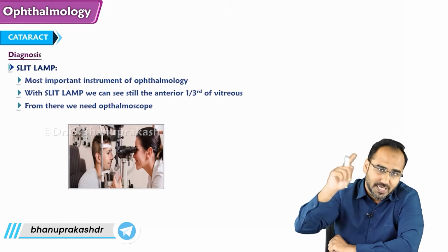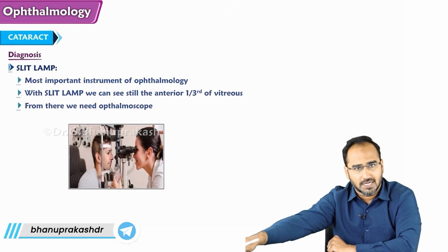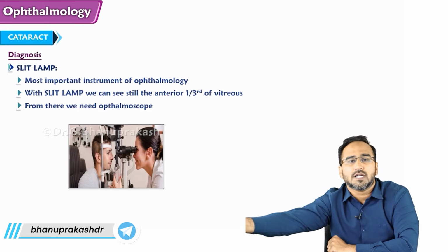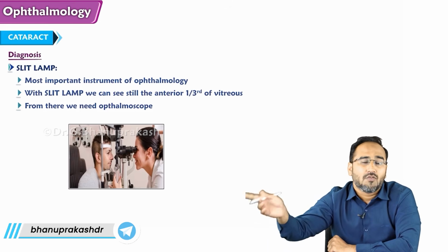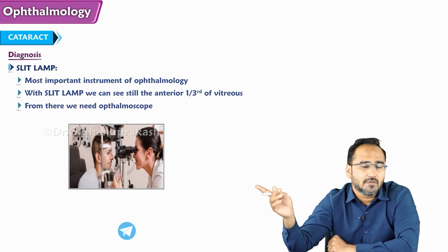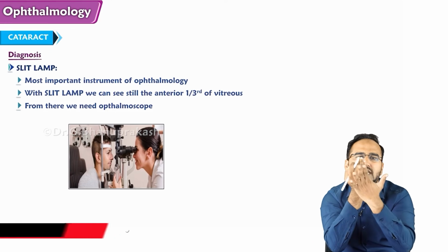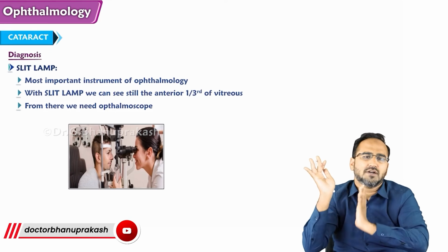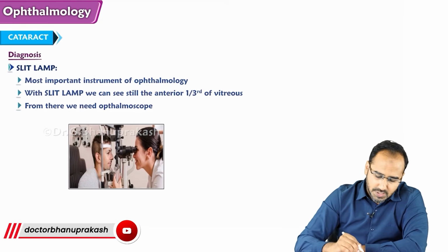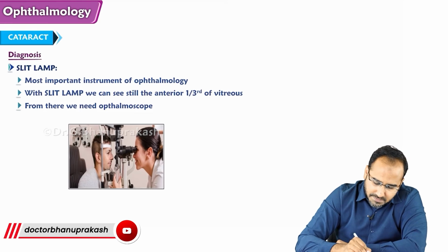So remember, guys, mature leads to what glaucoma? Angle closure. Hypermature leads to what glaucoma? Open angle. Why does mature lead to angle closure? Because in mature cataract, you will see bulging of the lens, closing of the iris, closing of the angle. Okay. So we go for slit lamp examination.